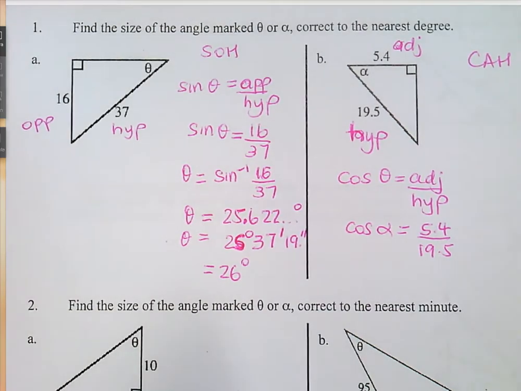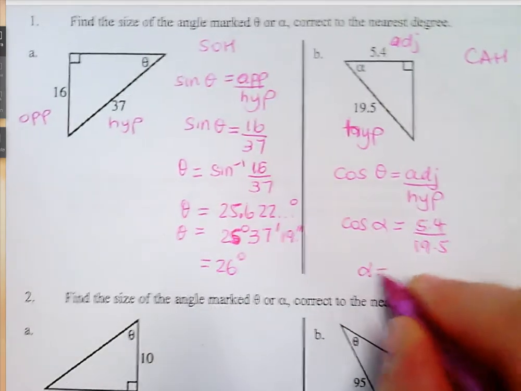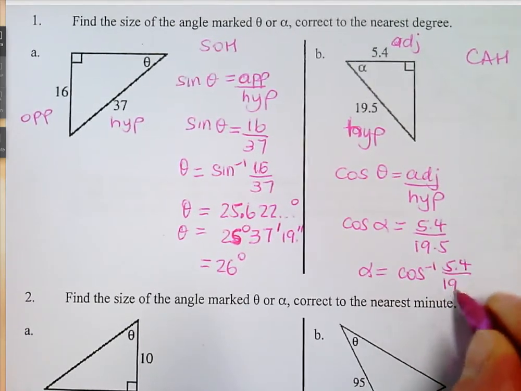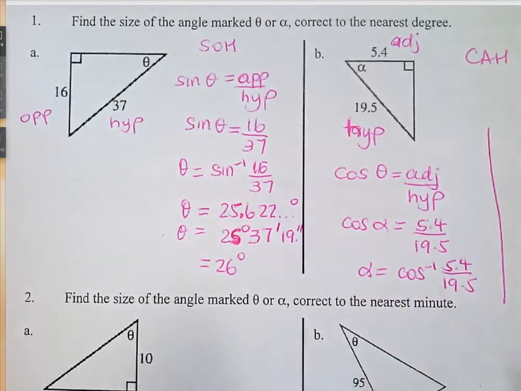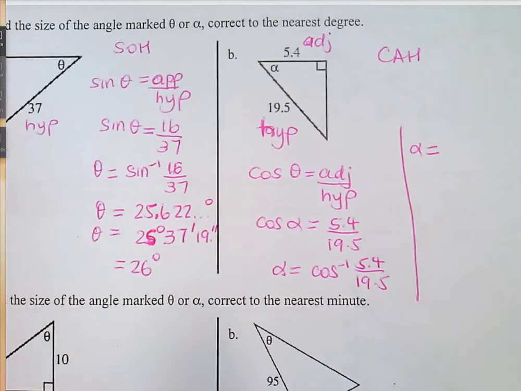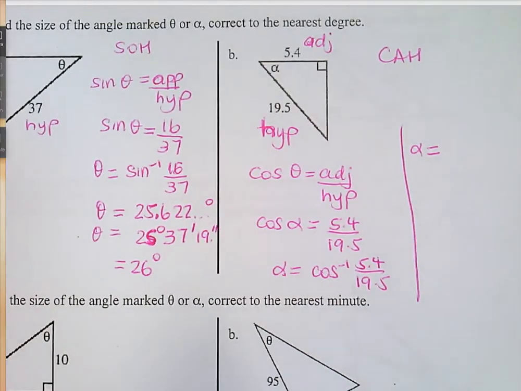So cos of something, you can't press cos of the angle. You don't know what the angle is. So that's when you go, alpha is cos to the minus 1 of 5.4 over 19.5. And you will get an answer. And we want it to the nearest degree, so it's just rounding it to the nearest whole number. Can you enter that on your calculator? Cos to the minus 1, 5.4.